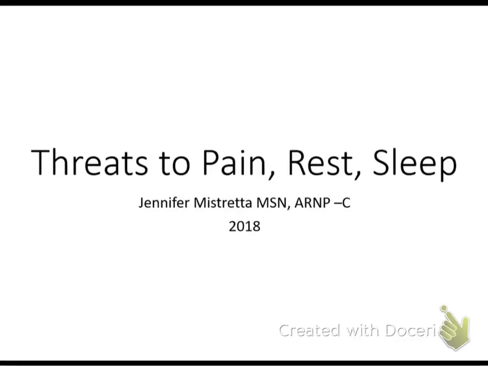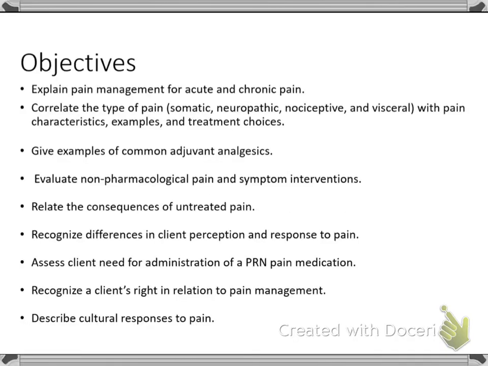All right, so threats to pain, rest, and sleep. Here are your objectives. We want to talk about and know the difference between acute and chronic pain. We want to know the difference between somatic, neuropathic, nociceptive, and visceral pain. We want to know what the characteristics and some examples are and what our treatment choices are. What's an adjuvant analgesic?